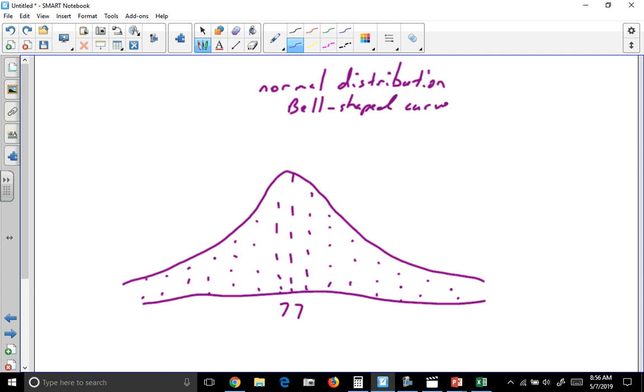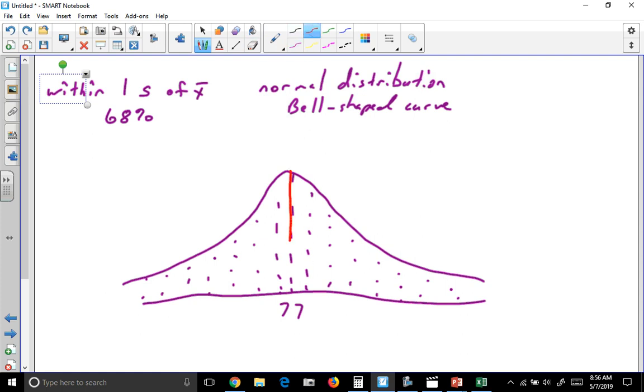And if something is normally distributed, and if it is a bell-shaped curve, then it has some characteristics. If we are within one standard deviation of the mean, then we will have approximately 68% of the data. What do I mean by that?